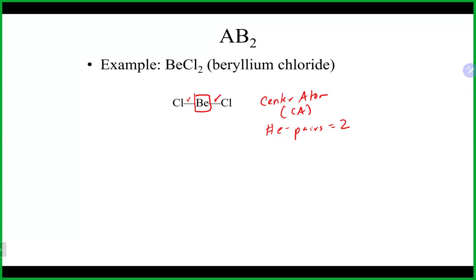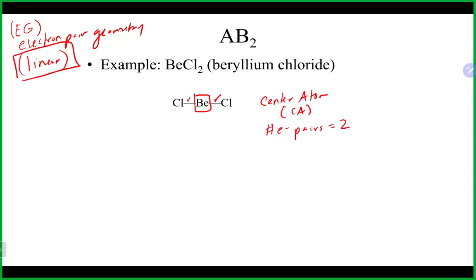Now, when something has 2 electron pairs, the electron pair geometry, again, I'll abbreviate that as EG, electron pair geometry, is going to be linear. The idea here is you have 2 electrons that don't want to be near each other. So what's going to happen is they're going to end up opposites of each other. That's as far away as possible as they could get. They basically end up in a straight line, opposites of each other.